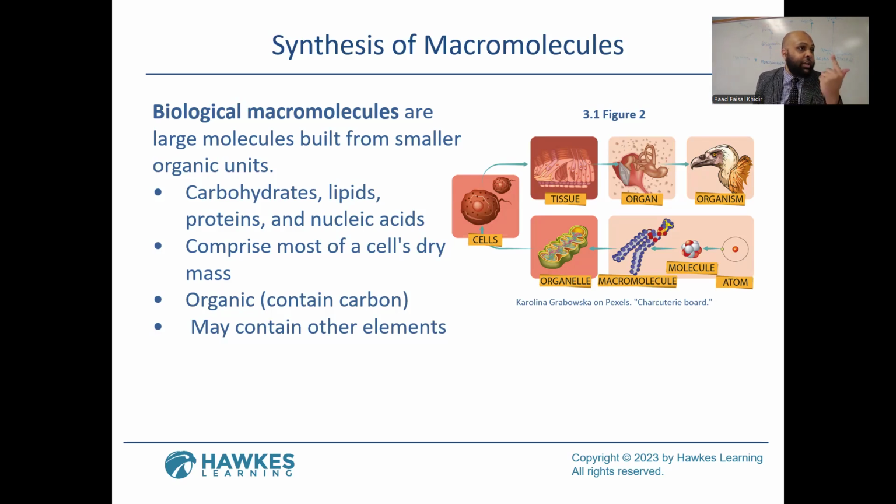Proteins have carbon. Lipids have carbon. Nucleic acids have carbon, and carbohydrates have carbon. But in addition to the carbon, they may have other elements. As we will see, the nucleic acids have a phosphate group.